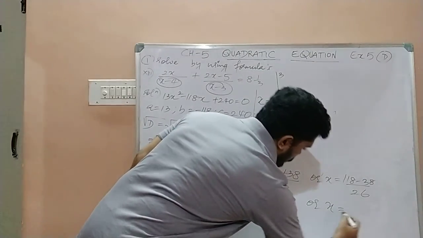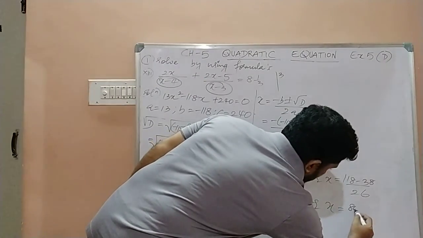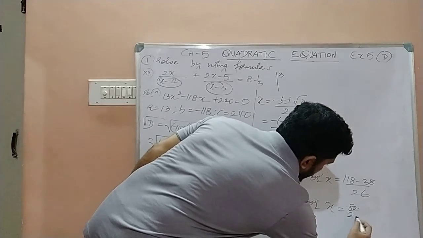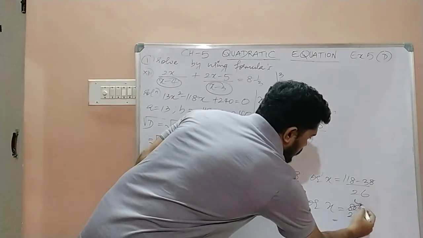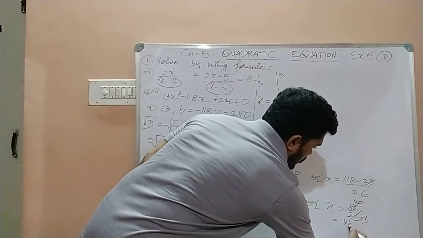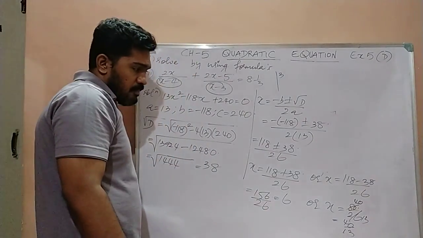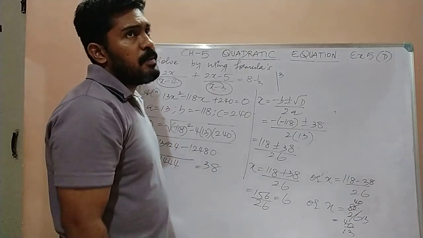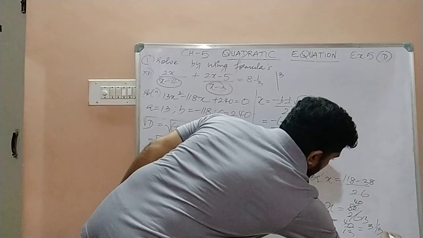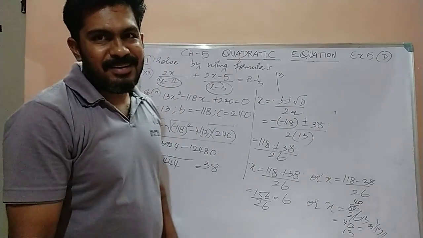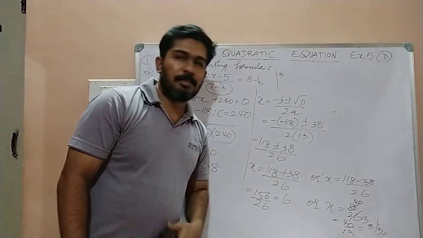Or x is equal to, how much is 118 minus 38? It is 80. So 80 by 26. 80 by 26 can be further simplified. 2 40s are 80 and 2 13s are 26. So you get 40 by 13. And 40 by 13 can be written in the mixed fraction form: 13 into 3 is 39, so you get 3 and 1 by 13. This is your final answer. So the two solutions are 6 and 3 1 by 13.